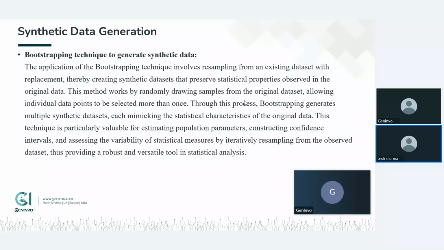Now, the application of bootstrapping involves resampling from an existing dataset with replacement. So it creates synthetic datasets that preserve statistical properties observed in the original data. This method works by randomly drawing samples from the original dataset, allowing individual data points to be selected more than once. For example, if there is a dataset and we pick up some random values, there is a probability that we might select those same values twice. That's what it is saying.